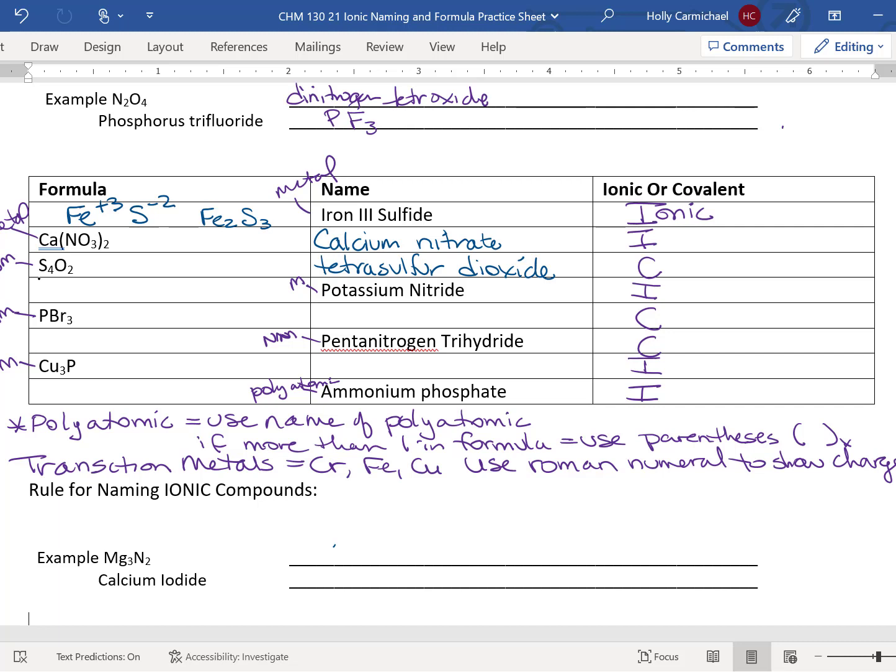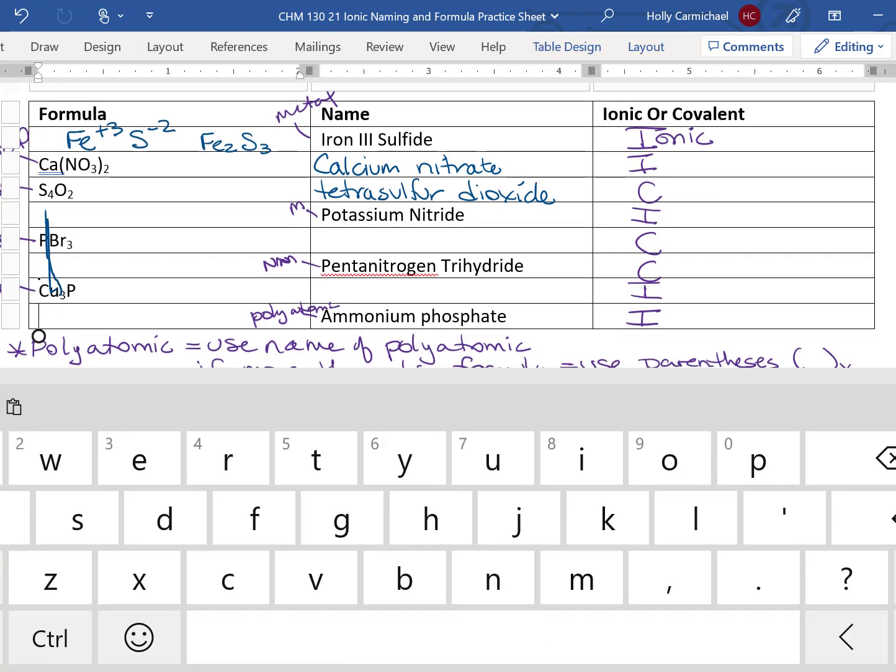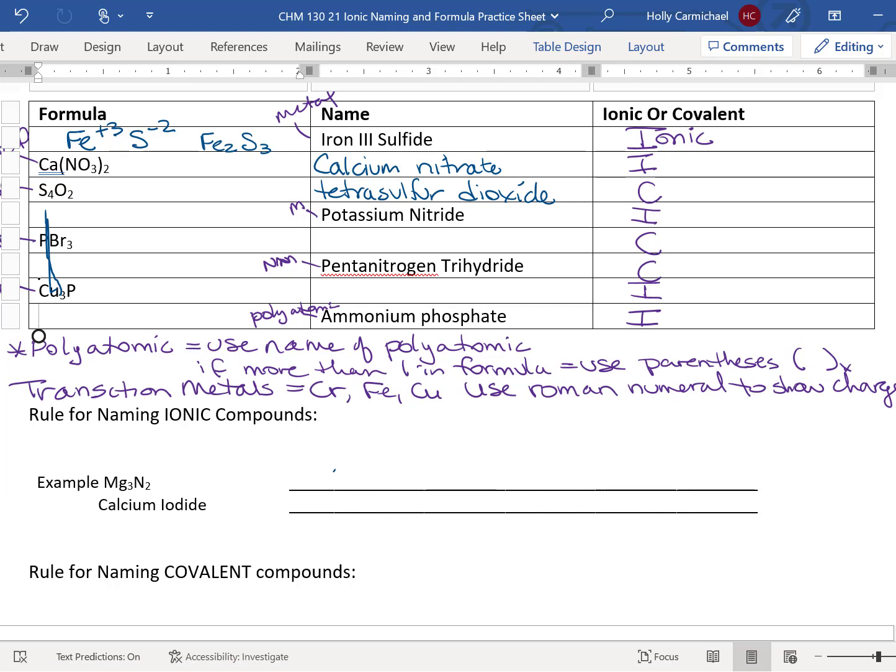If I have something that's ionic and it's potassium nitride, to figure out the formula, I have to put down the symbols. Potassium is K, and its charge is +1. Nitrogen is N, and the charge is -3. Remember, for the metal, it's its group number. For the nonmetal, it's 8 minus its group number. Now I just do what? Swap them. If it's ionic, I just swap them. So now that's K3N.